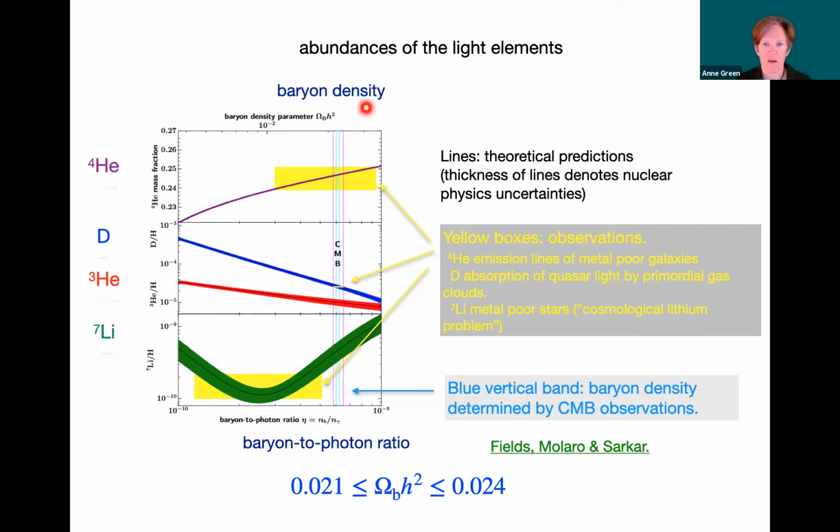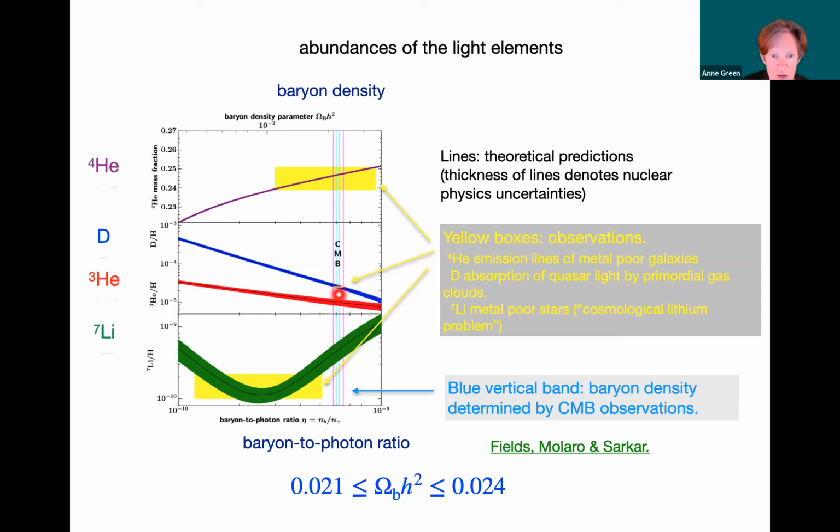And the thicknesses of these curves denote the uncertainties in the theoretical predictions, which come in particular from nuclear physics uncertainties. And so what you then want to do is compare these predictions with measurements of the primordial abundances of things. You can do this in various ways: helium-4 from metal-poor galaxies, lithium-7 from metal-poor stars, but the one that's most accurate is deuterium from the absorption of light from quasars as it passes through primordial gas clouds. And you can hopefully just see here the yellow box which comes from doing it.